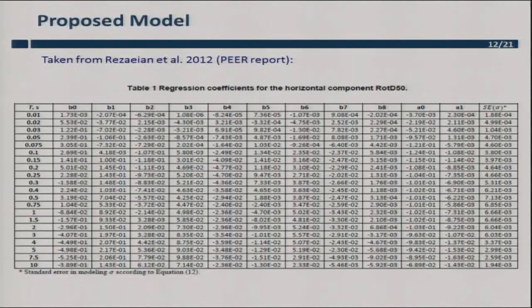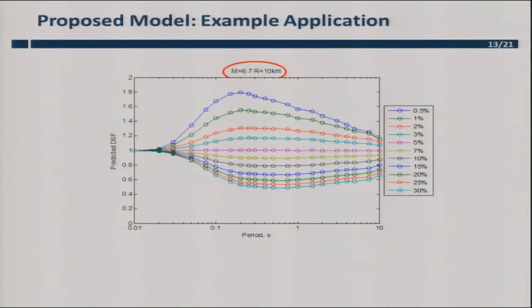We have also suggested a simplified model that doesn't have the distance term in it. So one can use that model, but you have to keep in mind that you're introducing some dependence on duration. So I'd like to show you an example application. I took a magnitude of 6.7 and distance of 10 kilometers and generated the DSF based on our proposed model for 0.5% damping ratio all the way to 30% damping ratio.